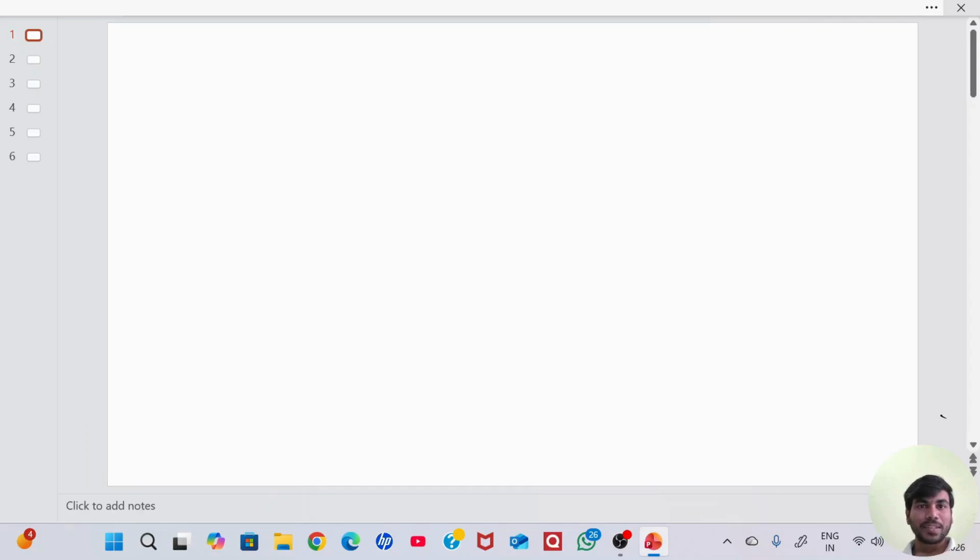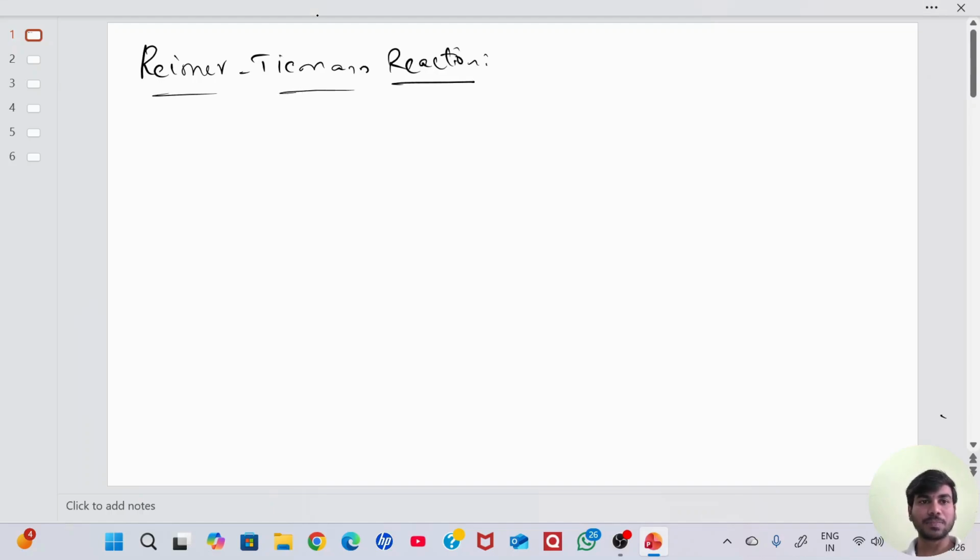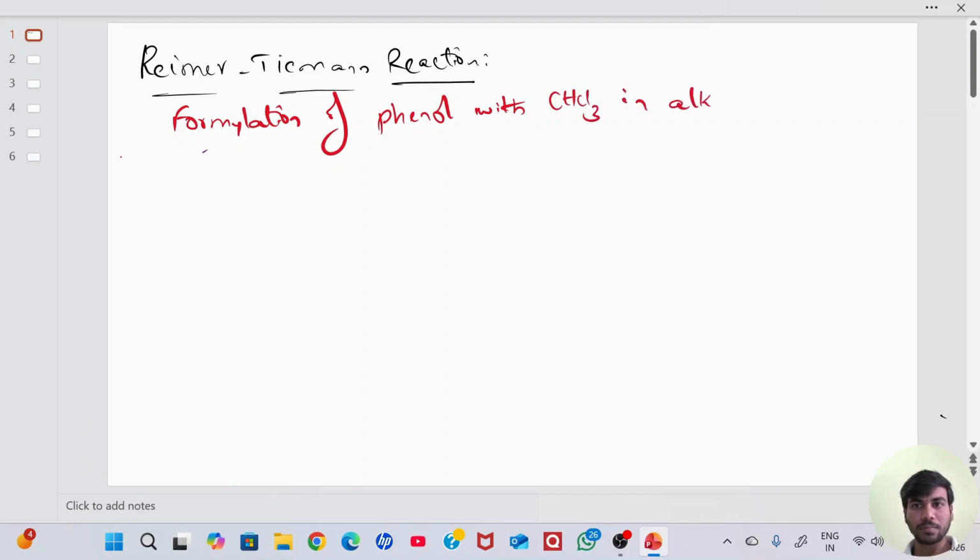Good morning. Today's class is regarding the named reaction, that is the Reimer Tiemann reaction, and it is one of the popular named reactions in organic chemistry. This can be simply stated as formylation of phenol with chloroform in alkaline medium.